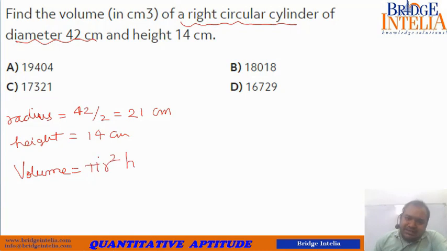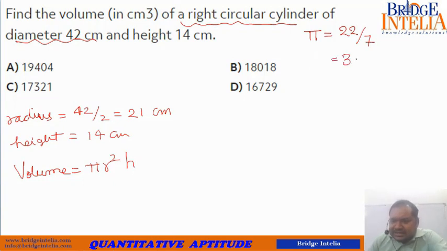Now let's substitute the values. We don't have the value of pi, nowhere it is given. So unless otherwise mentioned, if nothing is mentioned, then you have to take pi to be equal to 22 by 7. There are two usually accepted values of pi. One is the fractional form, the other is the decimal format. So if the value is not given in the question paper, this one has to be assumed.